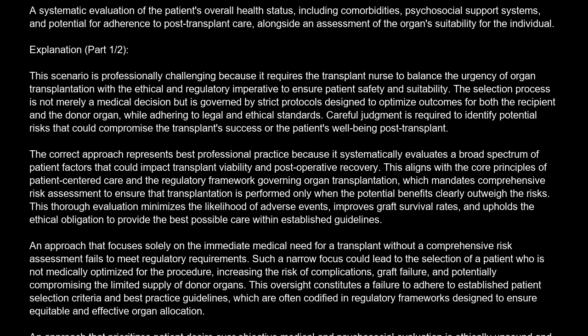An approach that focuses solely on the immediate medical need for a transplant without a comprehensive risk assessment fails to meet regulatory requirements.